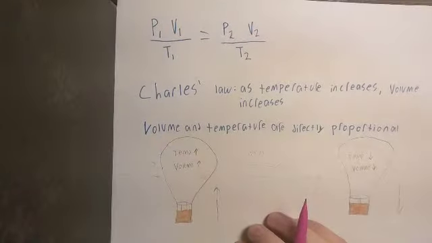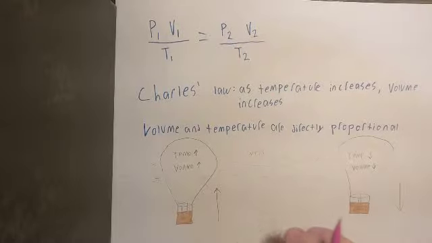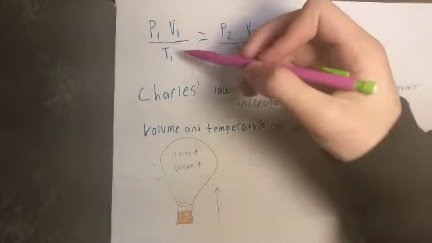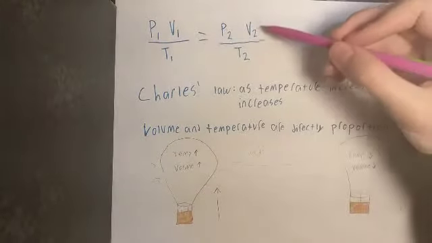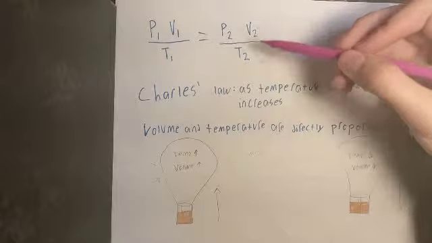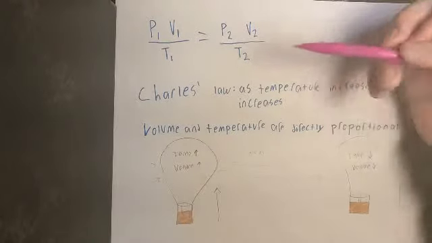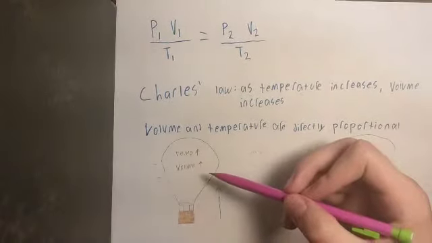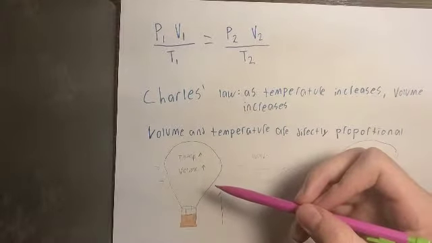So, if you recall, Charles's law states that as temperature increases, volume increases with it. This means that V1 is directly proportional to T1, and V2 is directly proportional to T2. As we can see here, I've drawn a visual of the hot air balloon example.